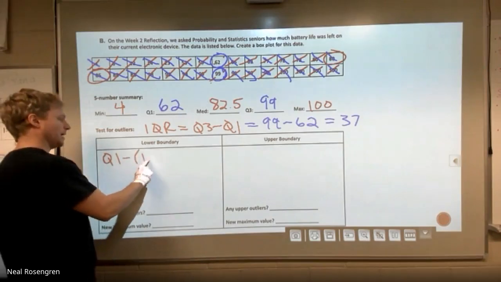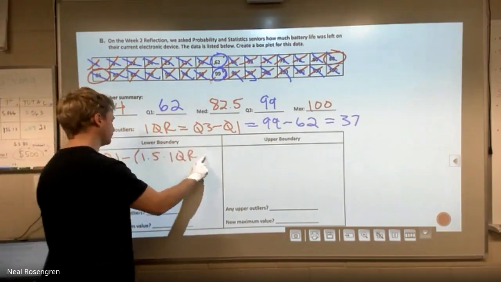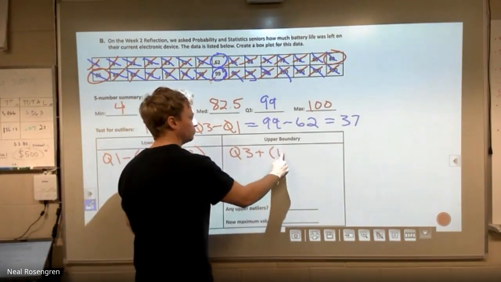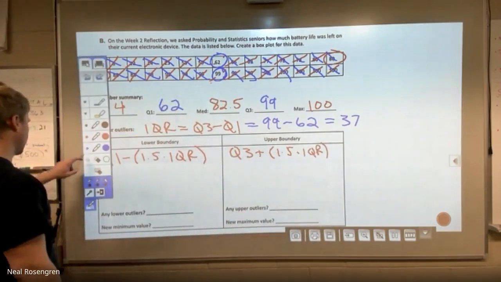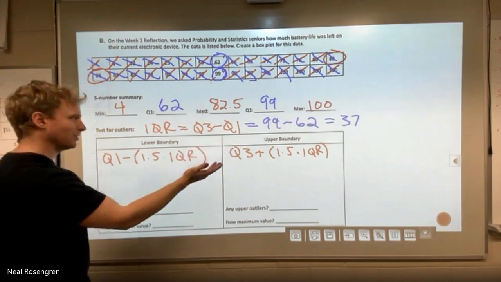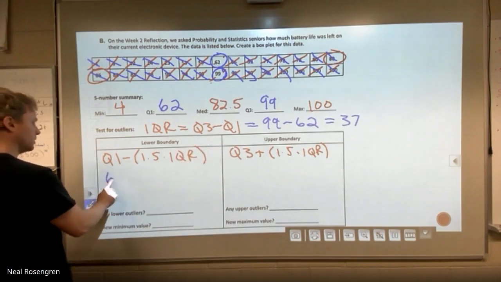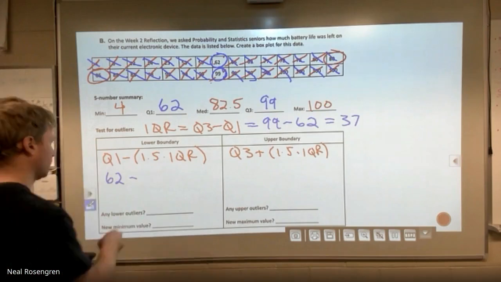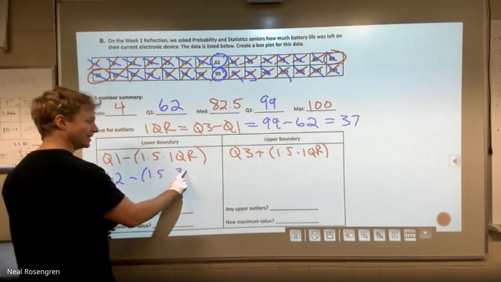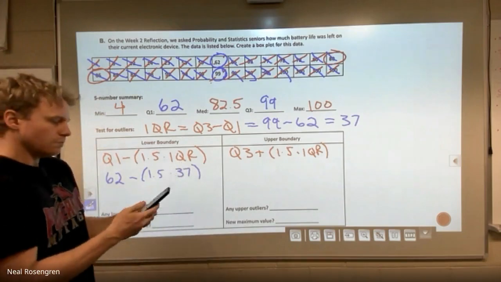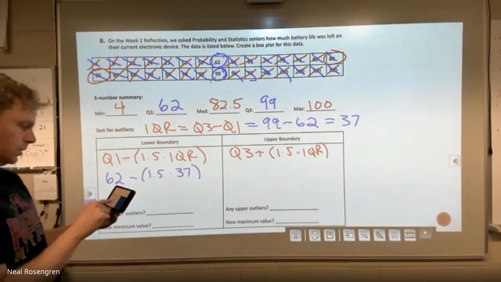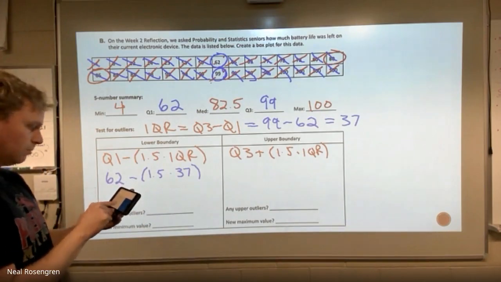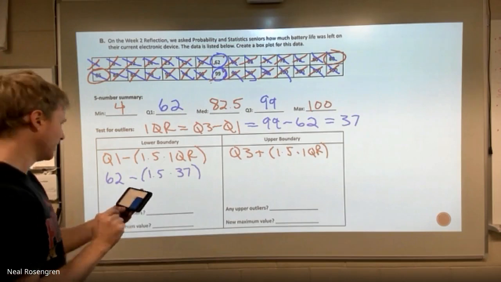And then Q1 minus that 1.5 times the IQR, and Q3 plus 1.5 times the IQR. Definitely going to need a calculator for this one because my numbers are kind of big, right? 37 for an IQR is pretty big. Q1 62 minus whatever 1.5 times 37 is, no idea. Let's do it. Turn it sideways, clear it out. 62 minus parentheses 1.5 times 37. Close parentheses. 6.5. Wow.